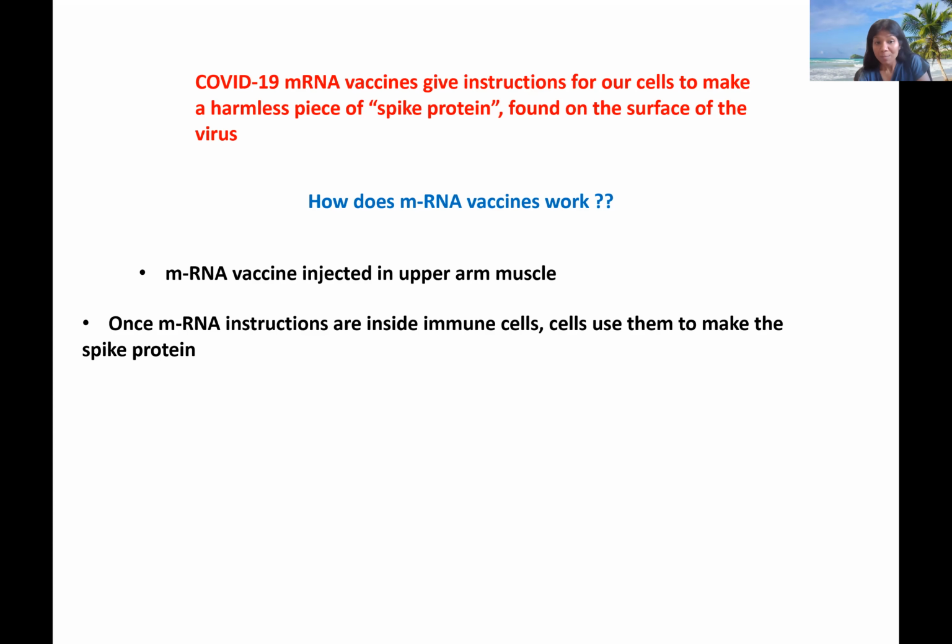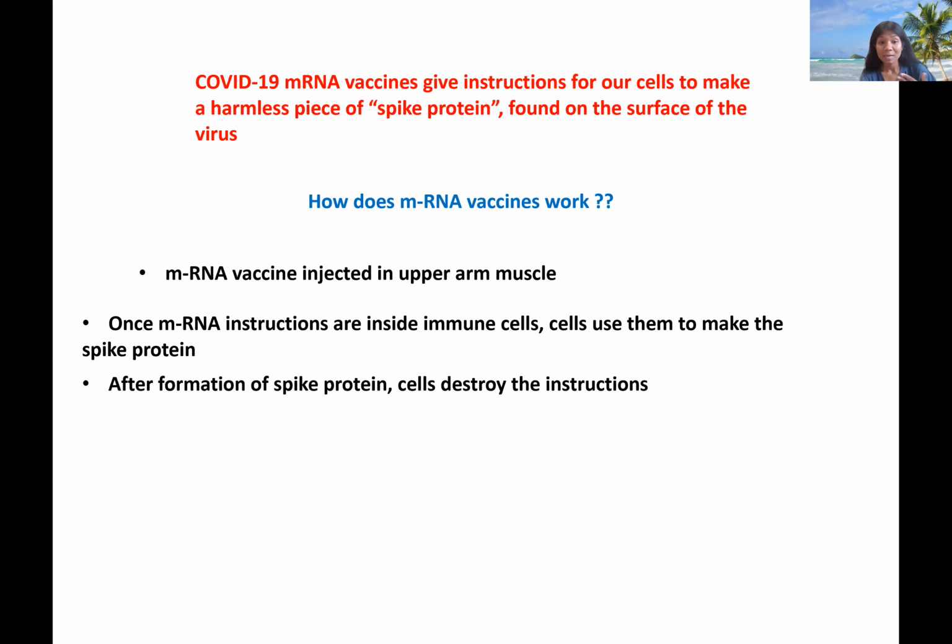Okay, but this spike protein is harmless to us. It will not give us any disease, but this is a harmless analog of the real spike protein of the virus. And after formation of that harmless analog spike protein, our cells destroy the instruction. So the mRNA instructions are no longer there once it is done making the spike protein.